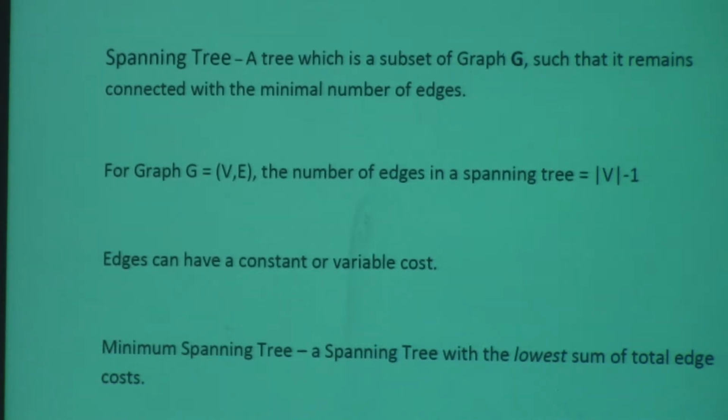Okay, now what we want to do is consider graphs that have a weight on the edges. And what we want is to create this spanning tree, which is the minimum set of weighted edges, such that the sum cost of the weighted edges is minimal. So edges can have a constant or variable cost. A minimum spanning tree is a spanning tree with the lowest sum of total edge costs.